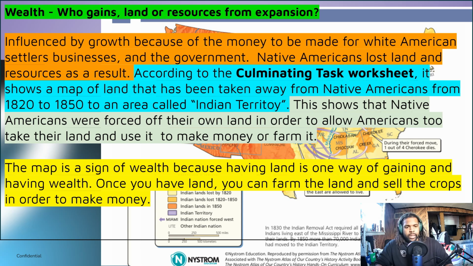According to the Culminating Task worksheet on lesson 17, it shows a map of land that has been taken away from Native Americans from 1820 to 1850 to an area called Indian Territory. This shows that Native Americans were forced off their own land in order to allow Americans to take their land and use it to make money or farm it. The map is clearly a sign of wealth because having land is one way of gaining and having wealth. Once you have land, you can farm the land and sell the crops in order to make more money.